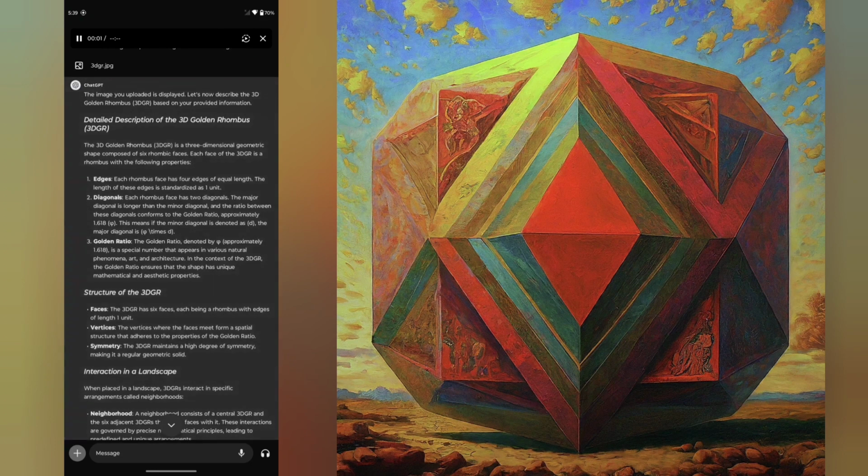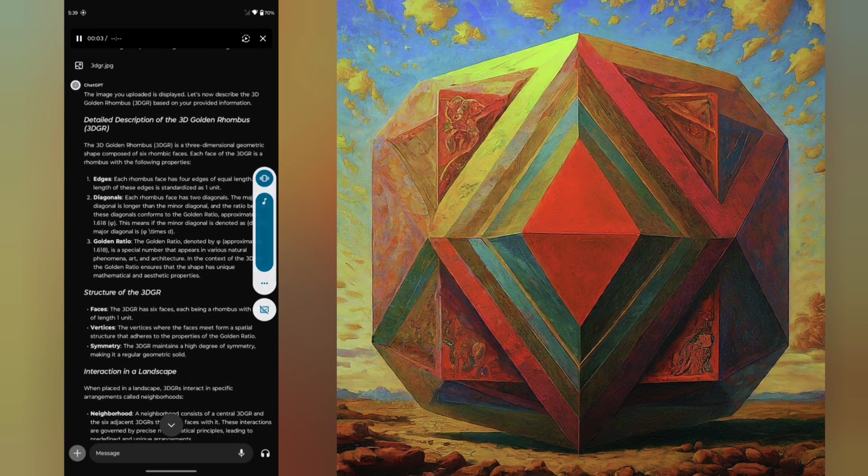The image you uploaded is displayed. Let's now describe the 3D golden rhombus, 3D-GR, based on your provided information. Detailed description of the 3D golden rhombus, 3D-GR.